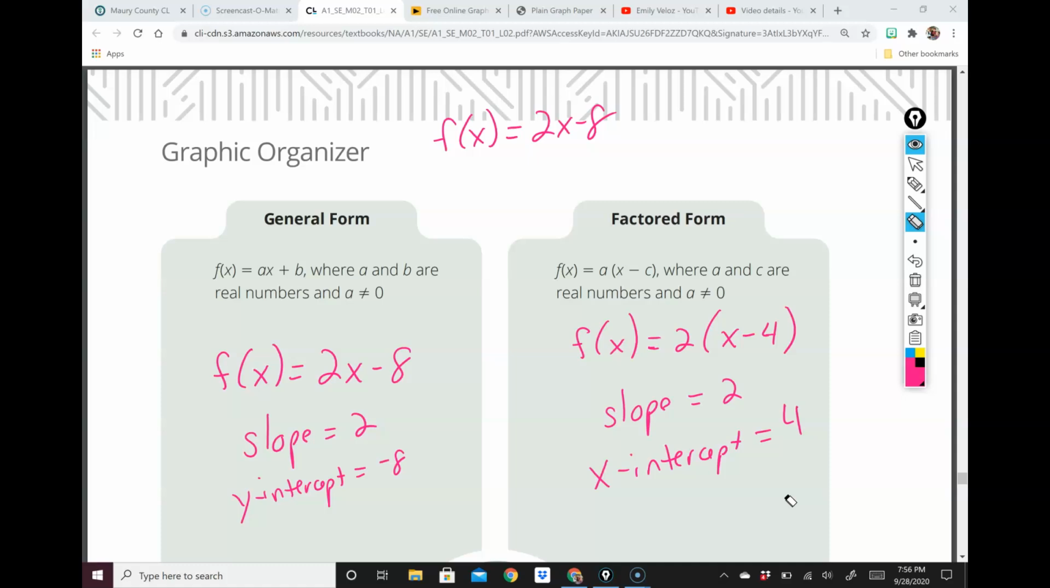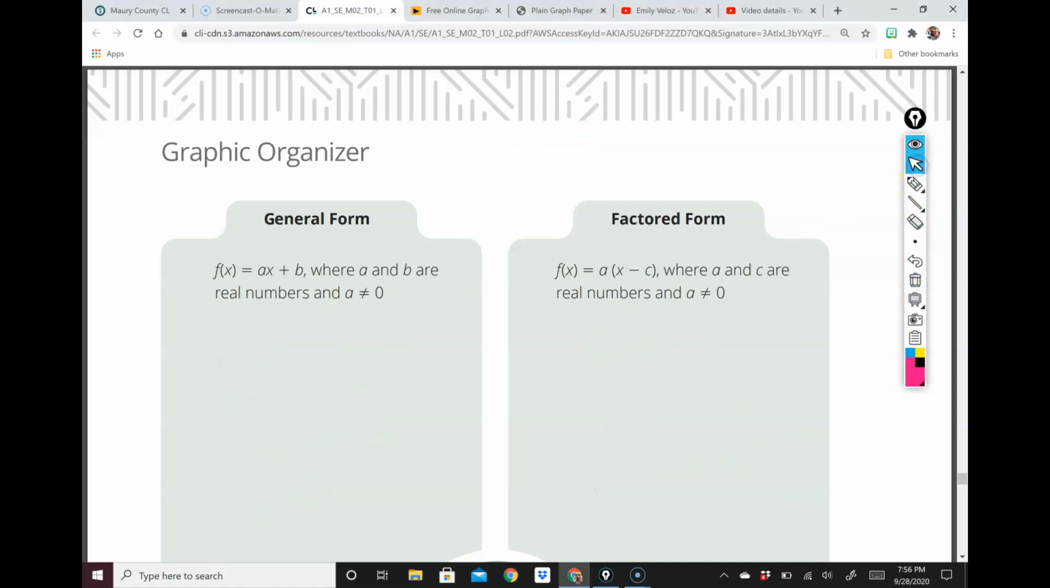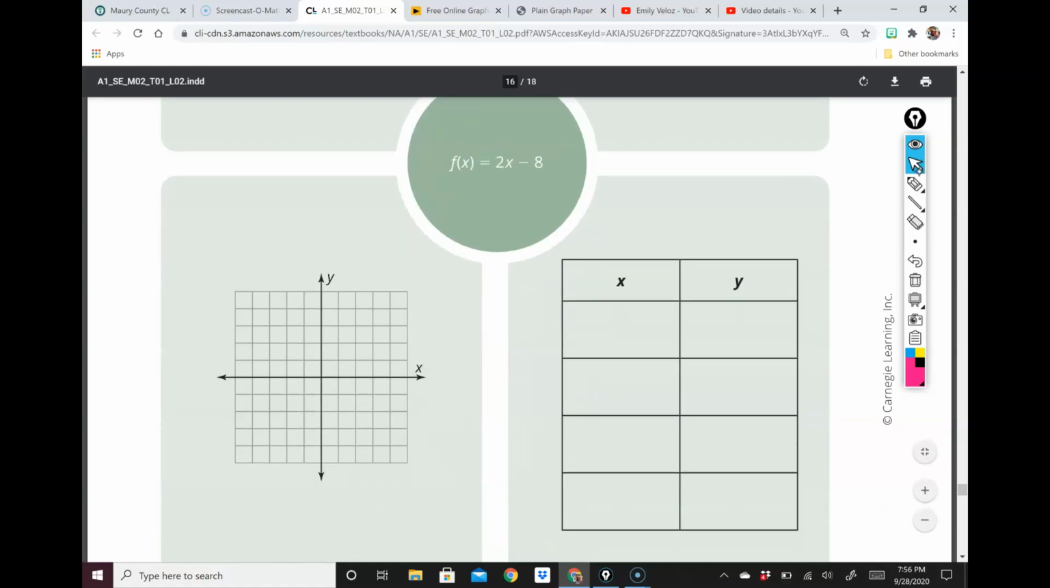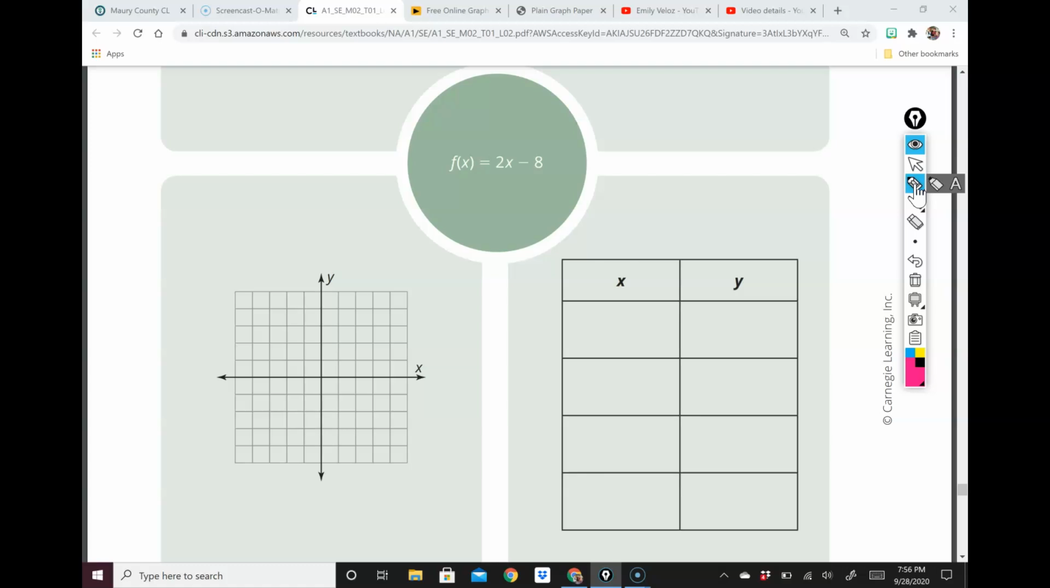And then for the bottom part, you've got your graph. If we graph this, remember that my x-intercept was 4, and my y-intercept was negative 8. And I can construct a line going through those 2 points. And I can still show that my slope is rise over run, which is 2, up 2 over 1.